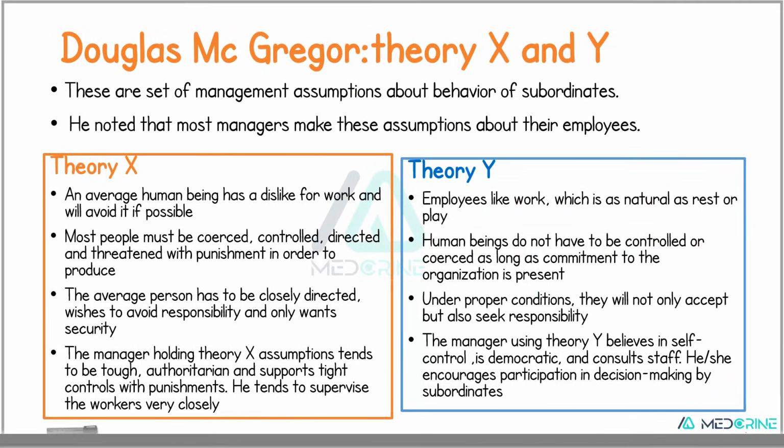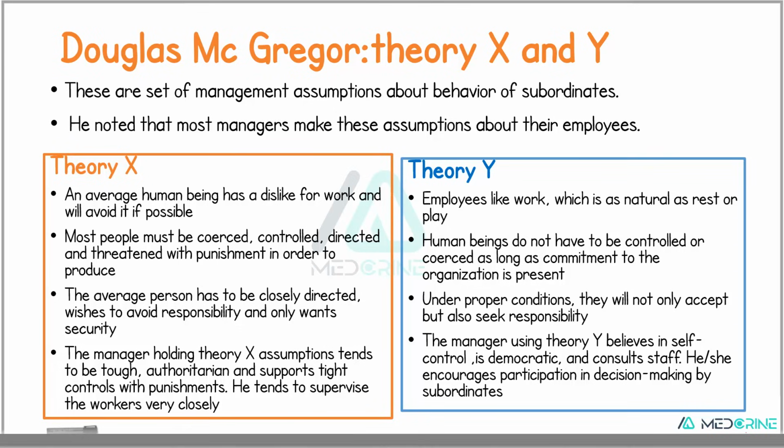And then we have Douglas McGregor, who developed theory X and theory Y. These are a set of management assumptions about behaviors of subordinates, and he noted that most managers make assumptions about their employees. In theory X, he said that an average human being has a dislike for work and will avoid it if possible. Most people must be coerced, controlled, directed, and even threatened with punishment in order to produce.